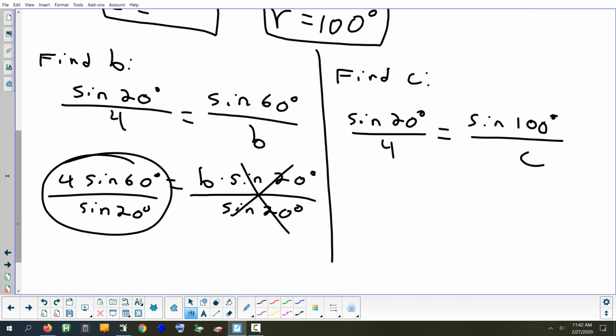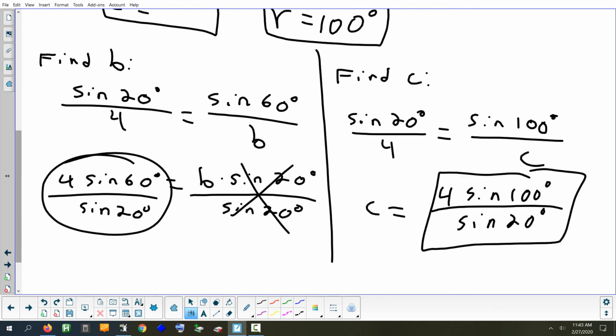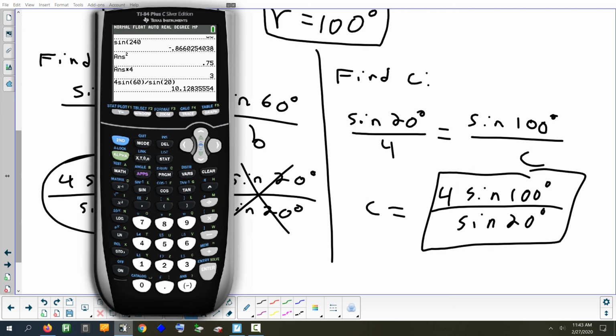Now, I'm going to do the cross multiplying all in one step this time. If you can do it like this on the test, that's fine too. It's going to be 4 times sine 100 equals C sine 20, but you'd have to divide by sine 20. So I did what I just did in the first one, but all in one step. So 4 sine 100 divided by sine 20. Type that in, and notice how I close the parenthesis. If you don't, it's going to mess you up. 11.518.